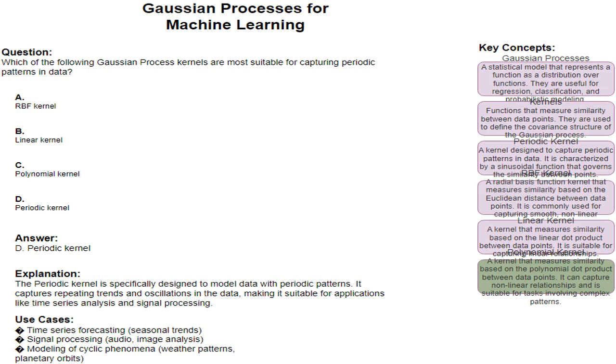Suppose you are trying to classify images of animals based on their features. A polynomial kernel could be used to capture the complex relationships between various features in the animal class.